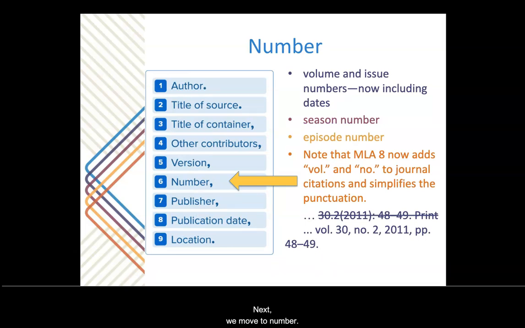Next, we move to number. This will be most commonly used if you're citing articles that come with volume and issue numbers, and those are most often scholarly articles. Note the example at the bottom where you say vol., V-O-L period, followed by the volume number, comma, no., N-O period, which stands for number, and then the issue number of the volume, and that's followed by a comma and the date and the page numbers. You might also use number to indicate a season number or an episode number.